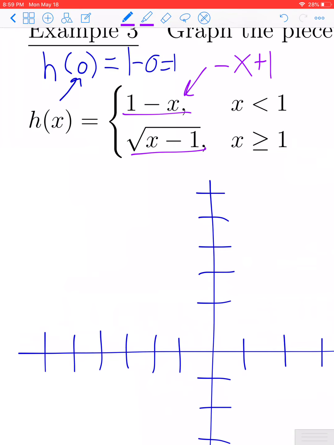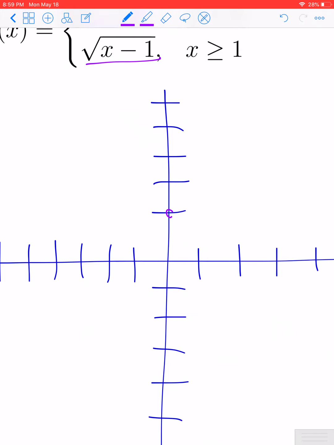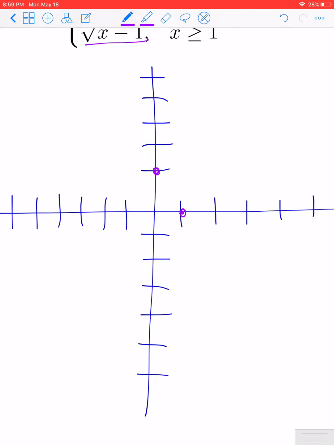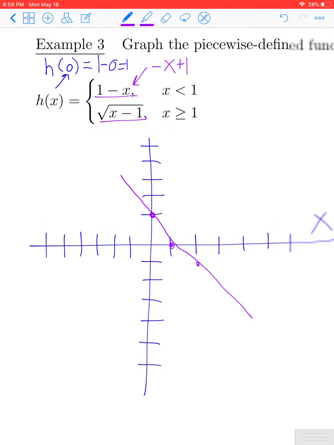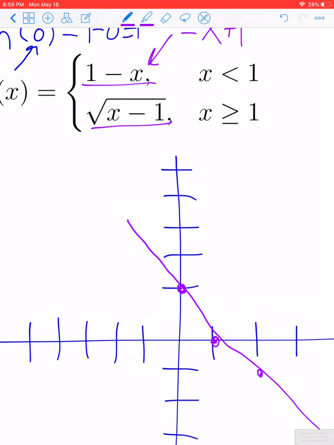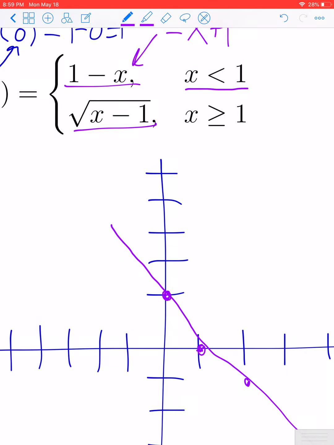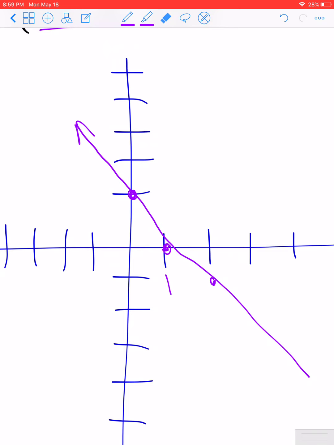We would recognize this as the graph of a straight line whose y-intercept is 1 and whose slope is negative 1. So I could start up here at 1 on the y-axis. If I go over 1, down 1, that would give me another point on the line. I could go over 1, down 1 again. This is what that line would look like, the complete graph of 1 minus x. However, we know that that's only valid for x's that are less than 1, namely everything over here to the left. So this portion I'm just going to go ahead and erase.